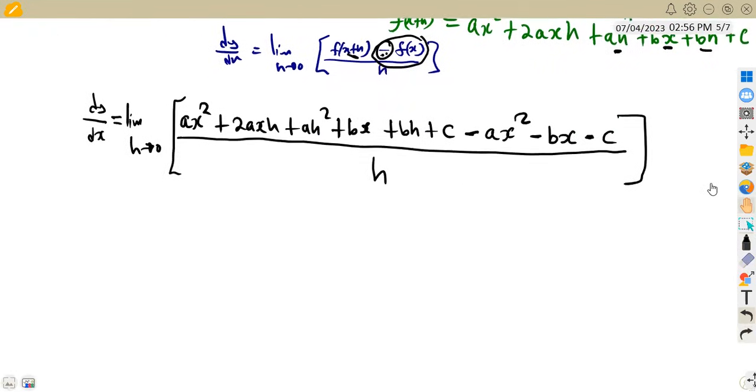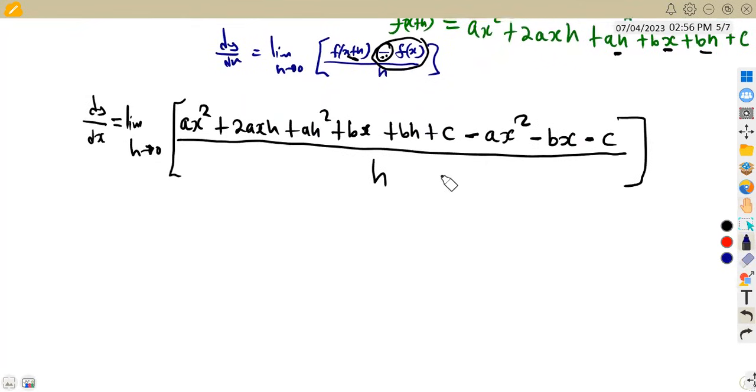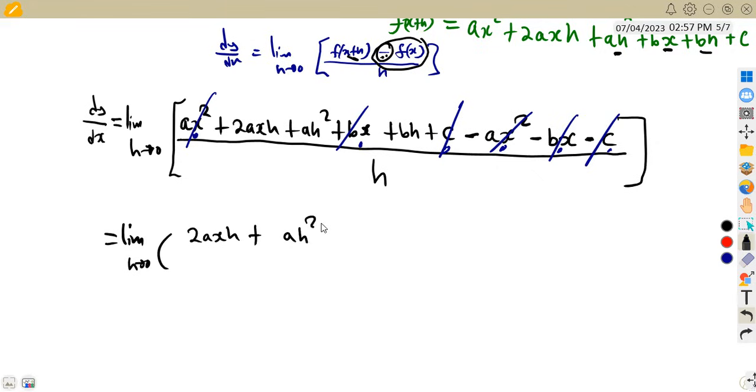Let us see what you're going to have. Let us see. We've got like terms. If we consider this part and this part, so these two can cancel. All right, bx and minus bx, these two can cancel. Plus c and minus c, so these can cancel also. So meaning to say we are remaining on top with the limit as h is approaching to 0 of 2axh plus ah squared plus bh. All right, so that is the only part that we are remaining, but everything is over h.